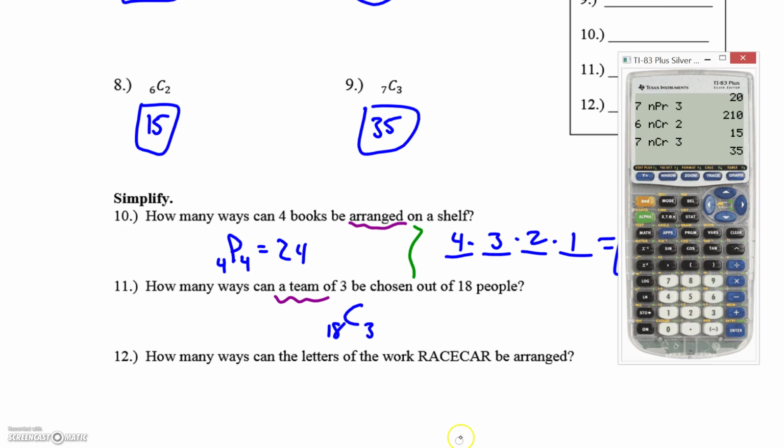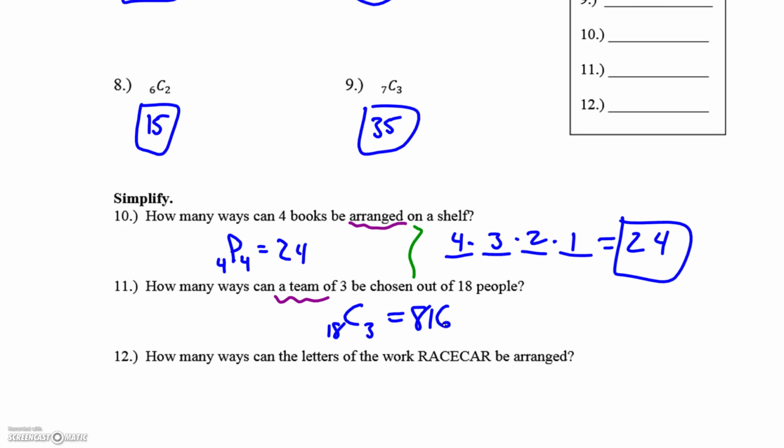And for this one, I'll use the calculator because we could do this one in our heads, but this one's probably, whoops, hit the wrong button. This one's probably a little bit easier just to do using the calculator. Okay, so it looks like you get 816.